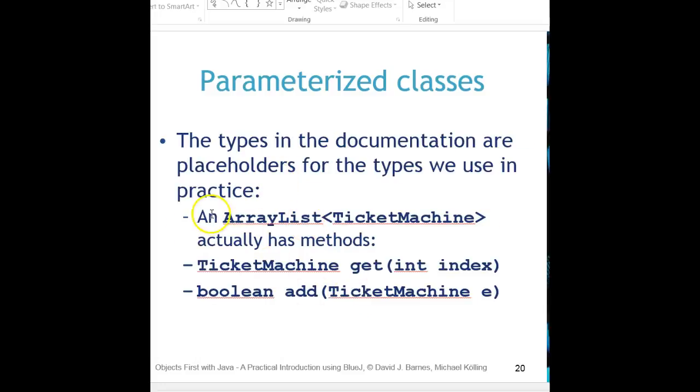So if we look at here, we have used this before. The ticket machine is the parameter of this, and we are using this ticket machine. We are using the get method to assign the index, and then we have the boolean, where the answer could be true or false, and we could add the ticket machine to this variable E, basically. So we are adding the parameter into the variable E.